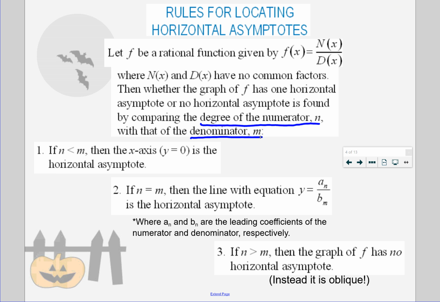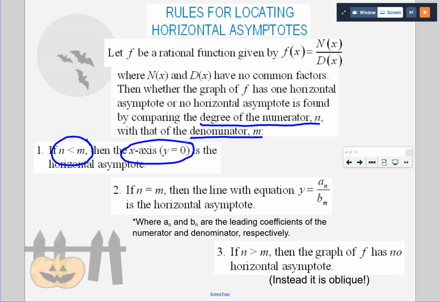So you're going to need to find the highest power in both your numerator and denominator, and you're going to compare them. And one of 3 things can happen. The numerator is greater, the numerator is equal to, or the numerator is less than the denominator. And that makes up the 3 cases here of what can happen. If n is less than m, if the degree of the numerator is less than the degree of the denominator, the x-axis, or y equals 0, is the horizontal asymptote. There is no calculation necessary.